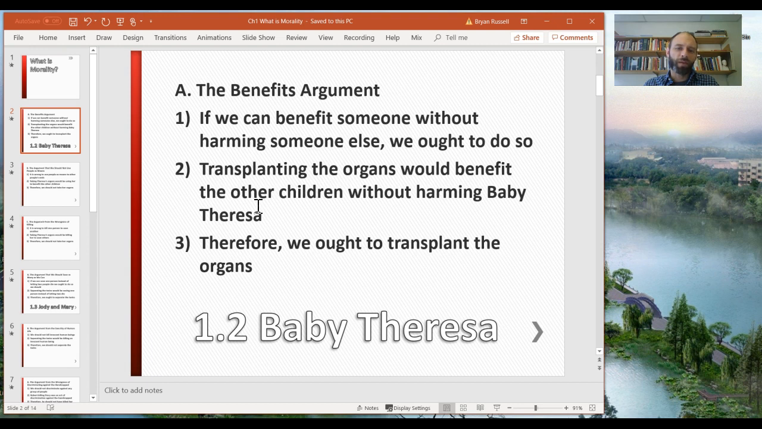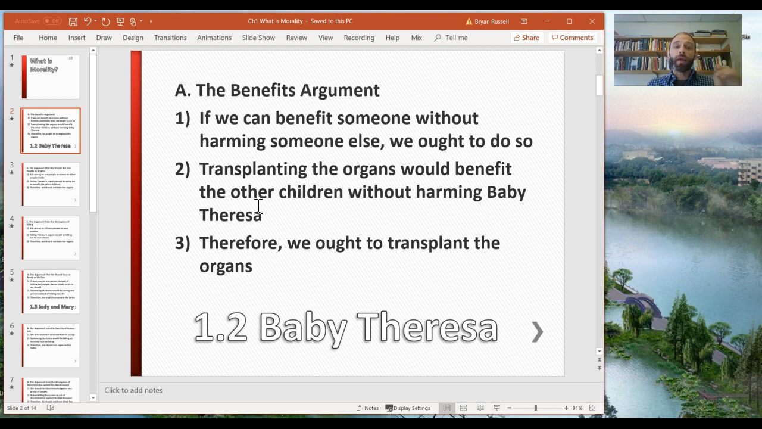But before we get to considering whether it's true or not, imagine it's true that if we can benefit someone without harming someone else, we ought to do so. And imagine it were true that transplanting the organs would benefit the other children without harming baby Teresa. Would that give us enough reason to believe the conclusion that we ought to transplant the organs? It seems so. So this passes the first test, but now what about the second test?